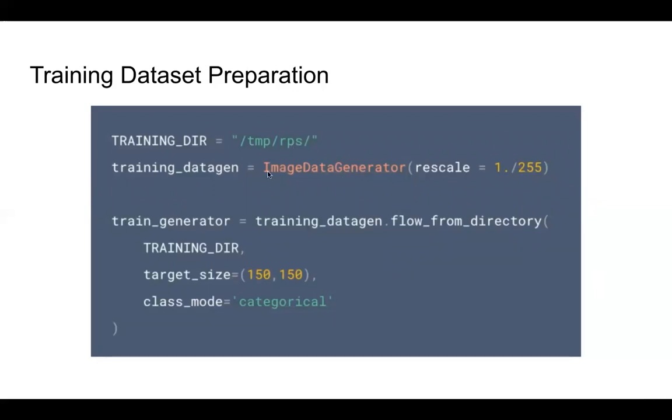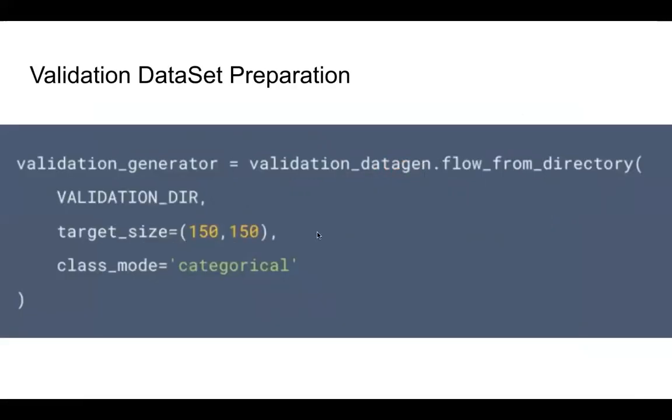So after we created the image data generator, we're going to use the flow_from_directory method to create the training data set. We specify here the directory where we want to create our training data set, the target size, which is 150 by 150, and the class mode is categorical. And a good thing is that we can also create the validation data set using the same approach. So we use just a different directory, and the other things are just the same.